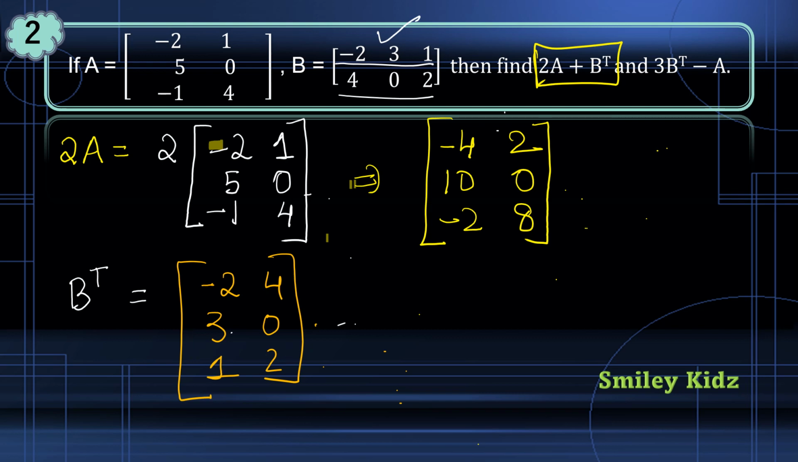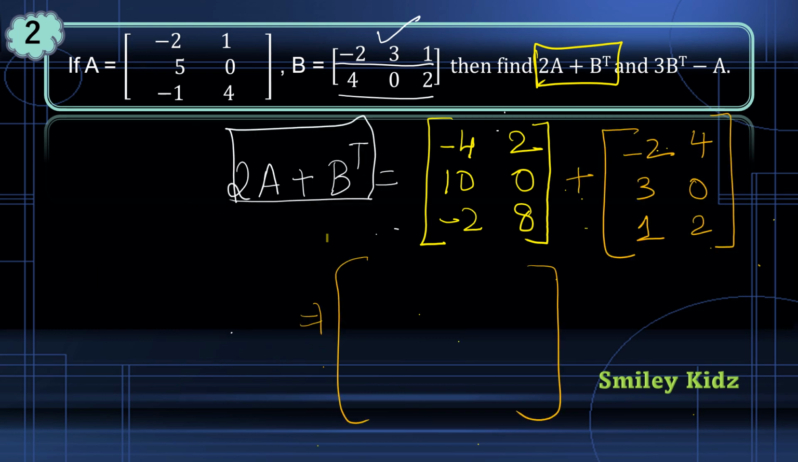Alright. Now that I've got what 2A is and B transpose is, let's add them. Fine. So let me put this over here. So now let's add the corresponding elements. Here we have minus 4 plus minus 2, that will be minus 4 minus 2, that is minus 6. Then we have 2 plus 4, which is 6. 10 plus 3, 13. 0 plus 0, 0. Minus 2 plus 1, minus 1. And 8 plus 2, it will be 10. Now what is this over here? It is 2A plus B transpose.